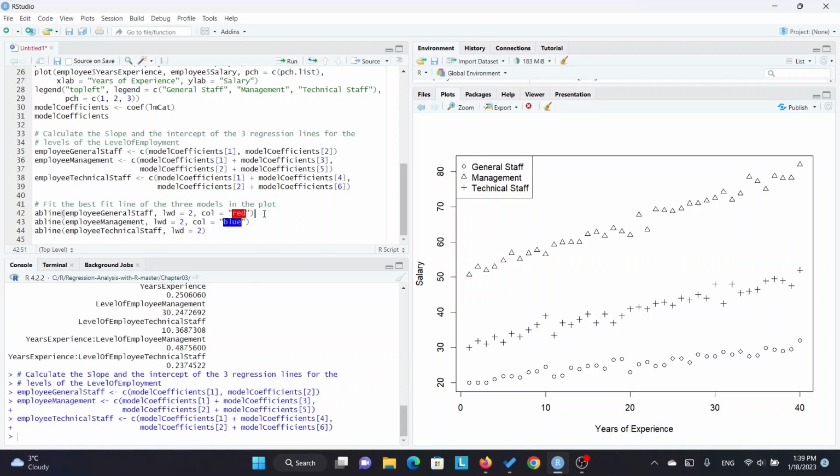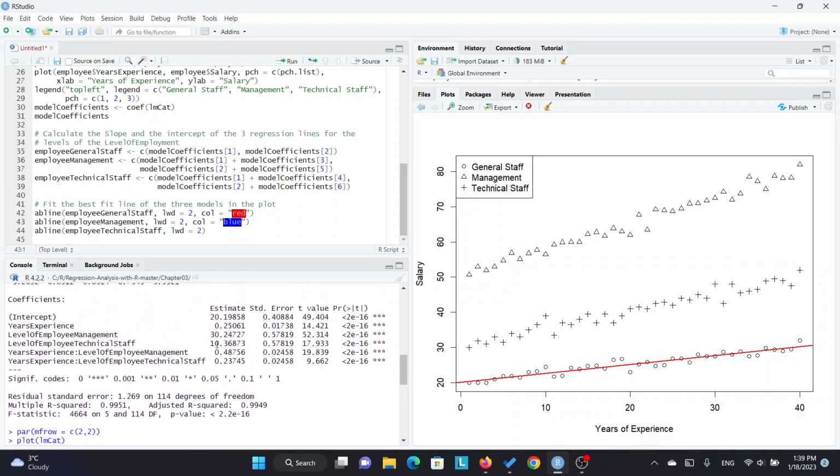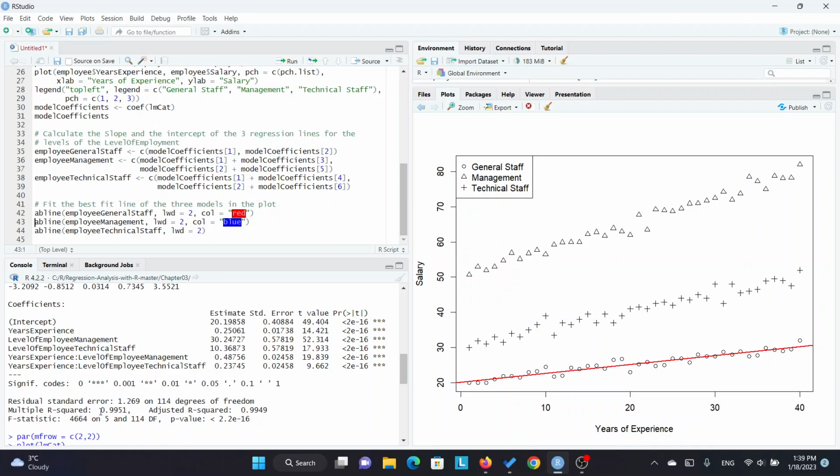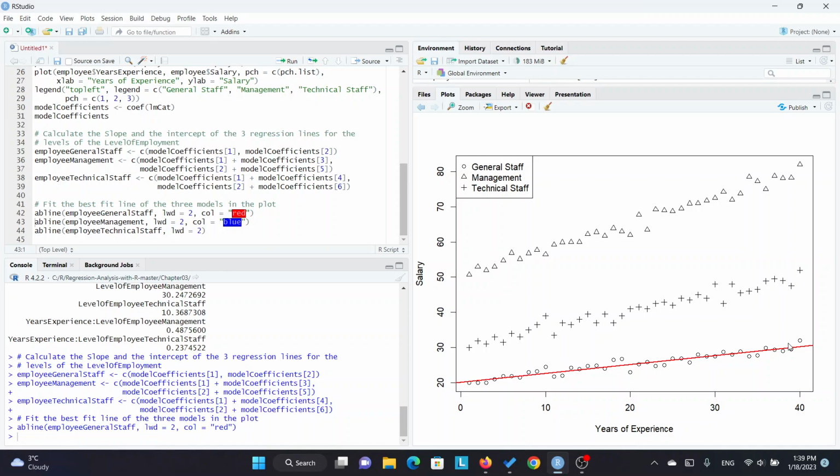So first we're going to plot the best fit line for general staff. Remember, general staff in this graph is the circles here. Let's run that. So as you can see, for the general staff, the dots very closely follow the red line here. So that means that the thing that we previously found, that our model is a very good fit to our data set, is confirmed by the straight line. The straight line is a very good fit to our general staff employees.